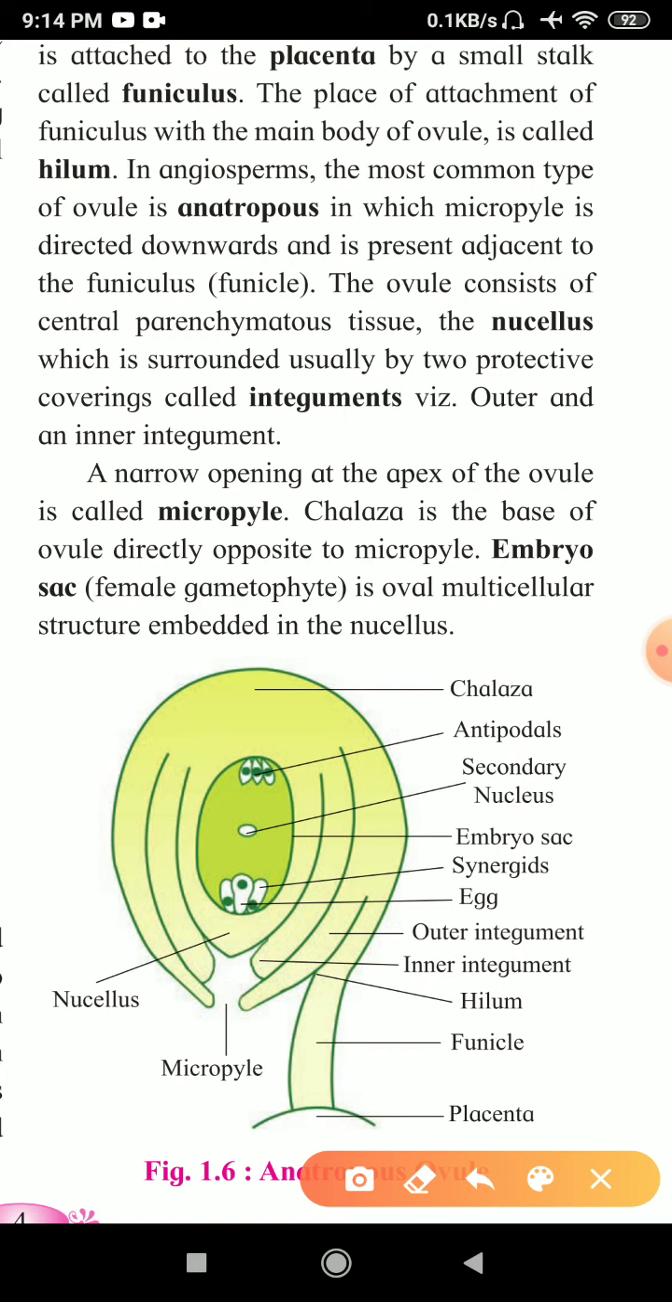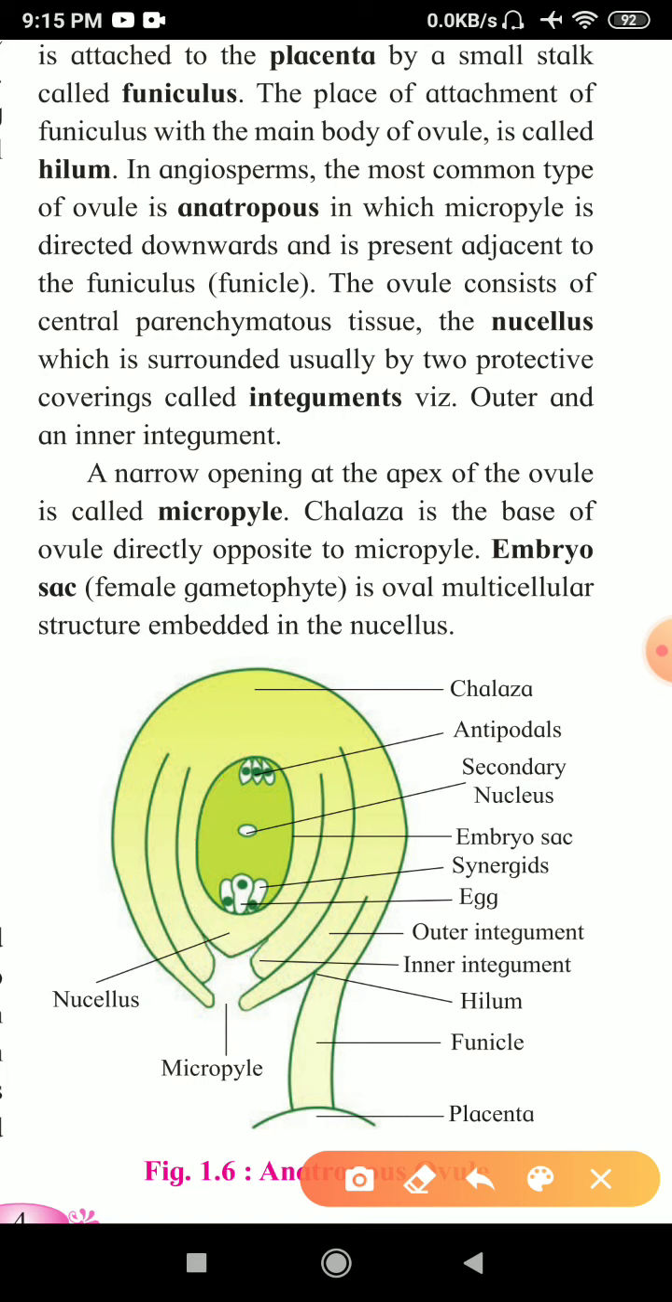So in the body of the ovule, as you can see, the globular portion, the portion from where the funicle is attached to the body is called the hilum part. The hilum is responsible for connection between body and the funicle. Then the middle central portion, shown by the green color, is called the embryo sac.